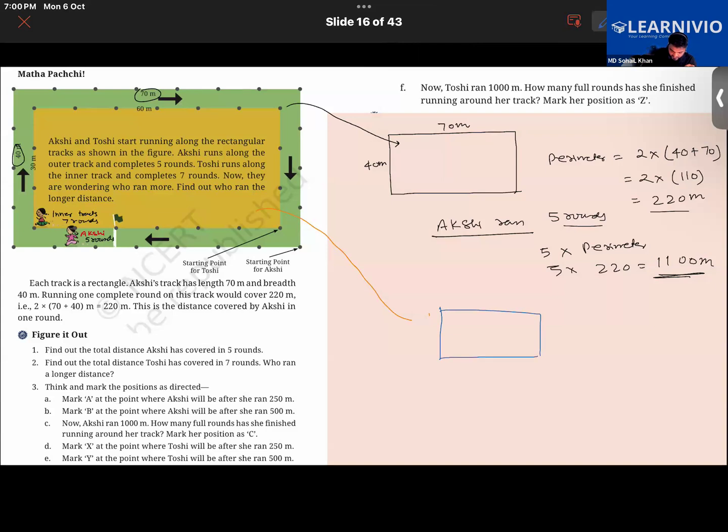Just one more minute. See, the dimensions are given as 60 by 30 here now. So its perimeter is going to be twice of 60 plus 30, that is 90. Hence, it is 180. And Toshi has run how many rounds? 7 rounds. So in total she ran 7 into 180. 18 sevens are 126, and put 0 here. So 1260 meter. So Toshi ran 1260 meter while Akshi ran 1100 meters. So clearly Toshi has run more here.